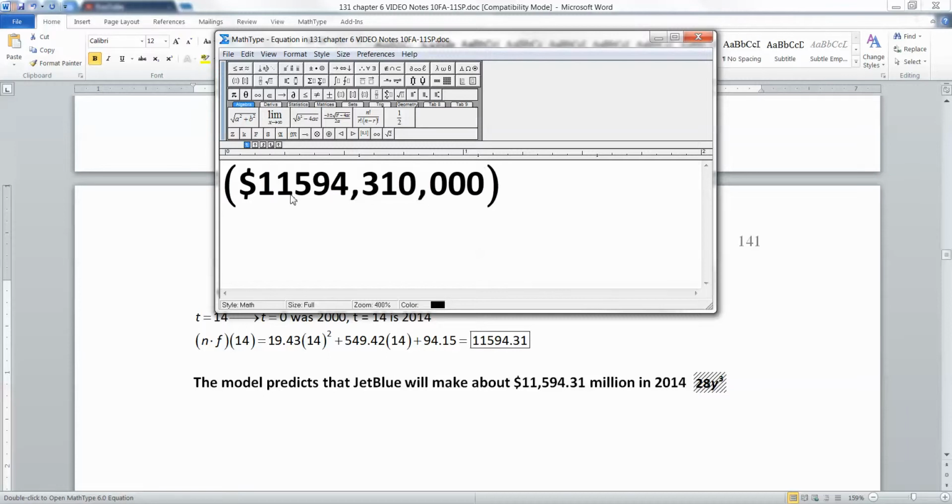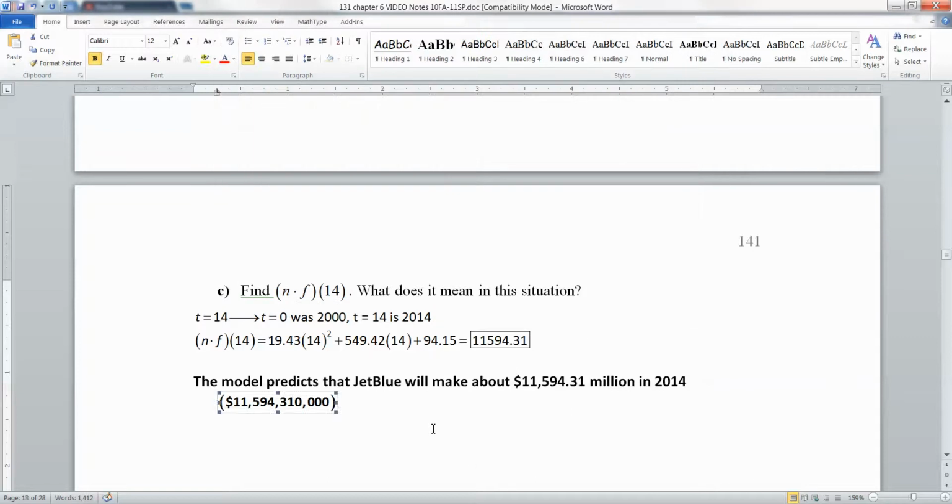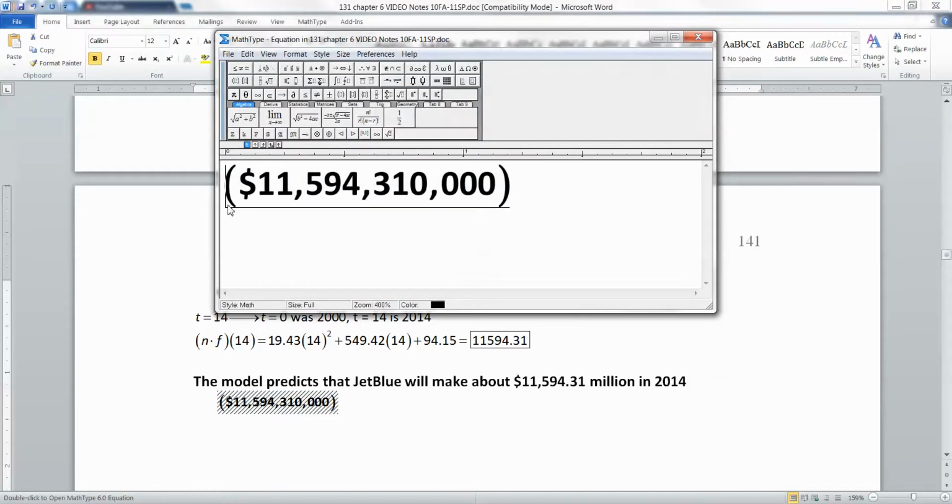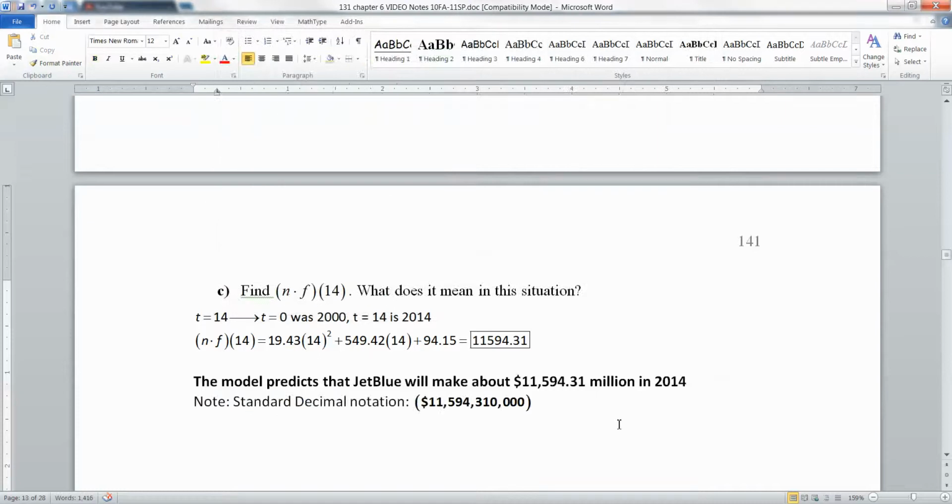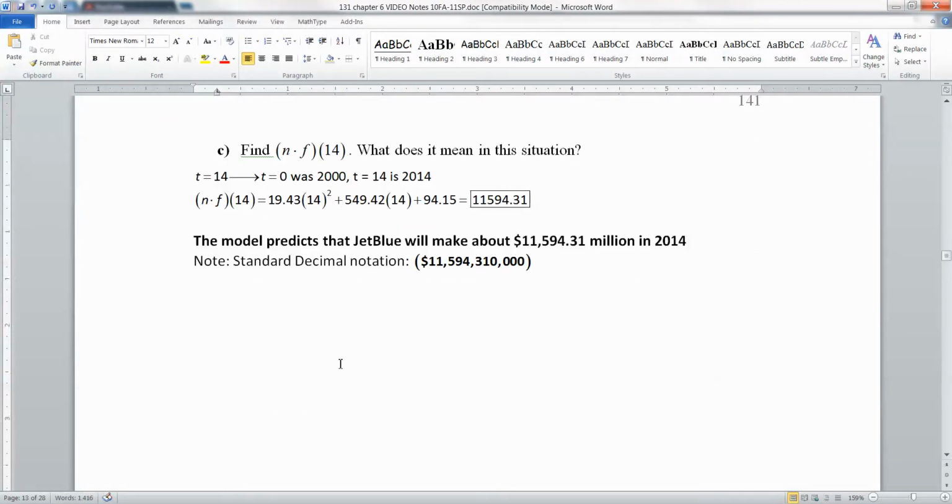And then you have 310,000, right? In other words, you're transforming it from the 4 being in the ones, you're moving the decimal 6 places to the right because it's millions. Millions is this decimal place right here. So that 4 was in the ones place and now it's in the millions place. Here's your ones, tens, hundreds, thousands, 10,000s, 100,000s, millions, see? So that's another way to write it. If you want to write it out, that's standard decimal notation.